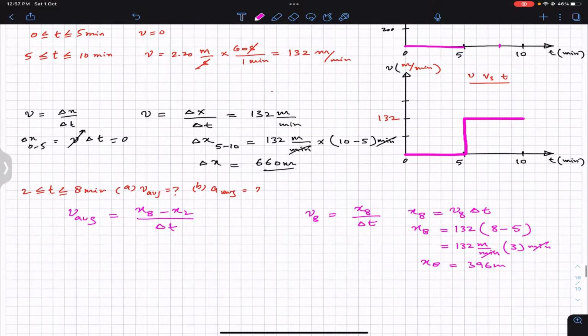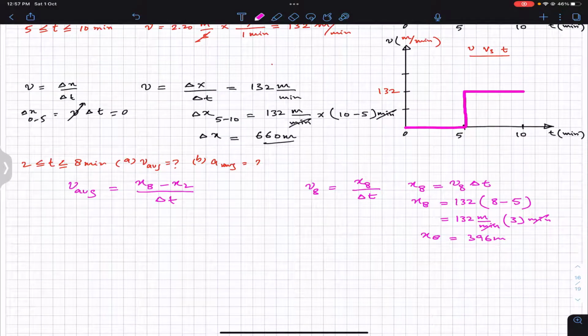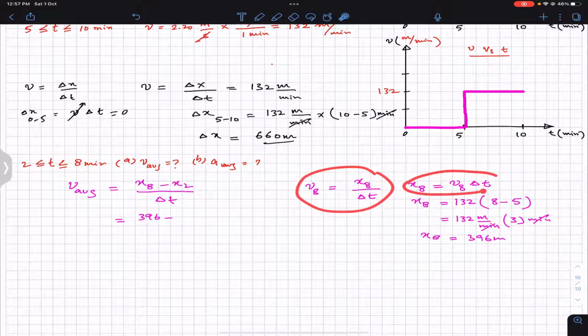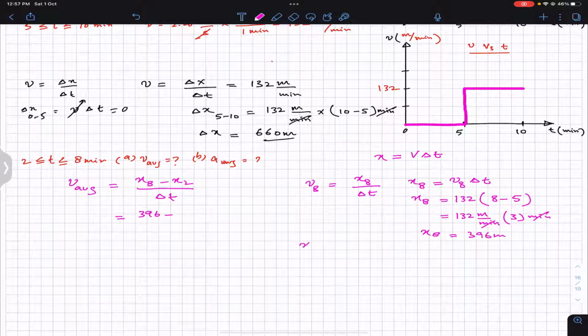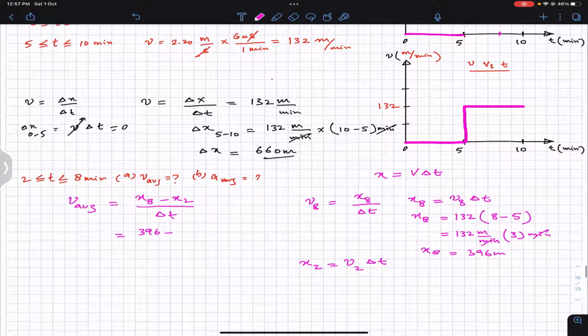So now we can find the average velocity since we know x8 is 396 minus x2. Again we can use the same equation. For any x we have velocity times delta t. So now we can find x2. x2 will be equal to v2 times delta t. v2 is the velocity at t equals 2 minutes.